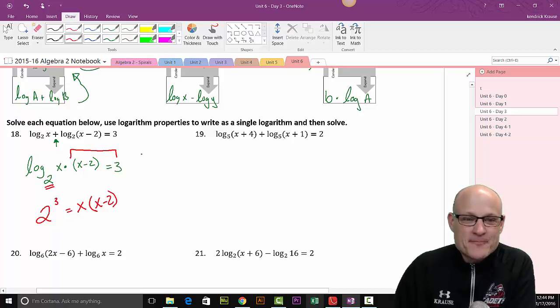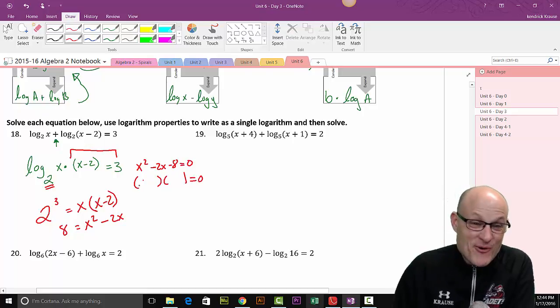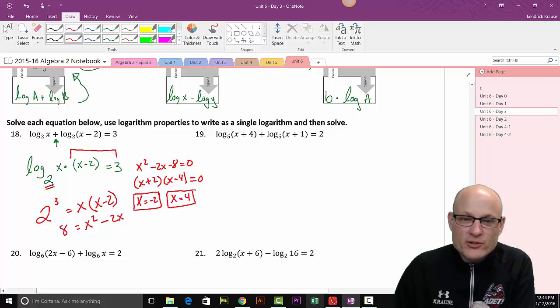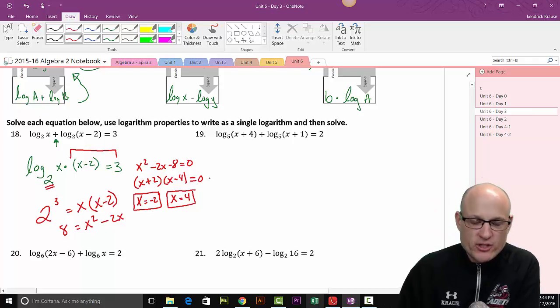It's a quadratic. So what I have here is 8 equals x squared minus 2x, or x squared minus 2x minus 8 equals 0. I'm going to factor. Can you believe log problems turn into factoring? It's so much fun. Oh my God, I love math. So my two answers are x equals negative 2 and x equals 4. Now, I will tell you, and I will tell you until you're blue in the face, you must check log questions.